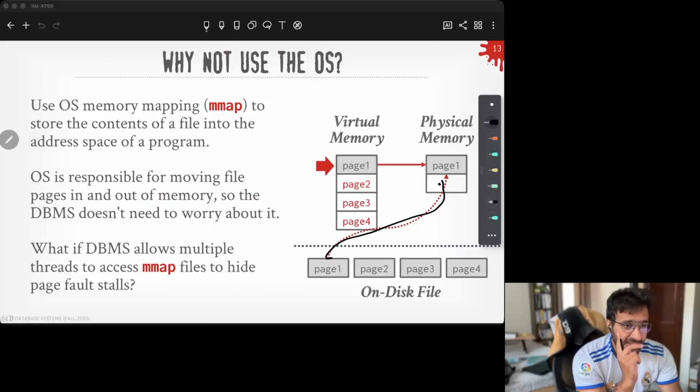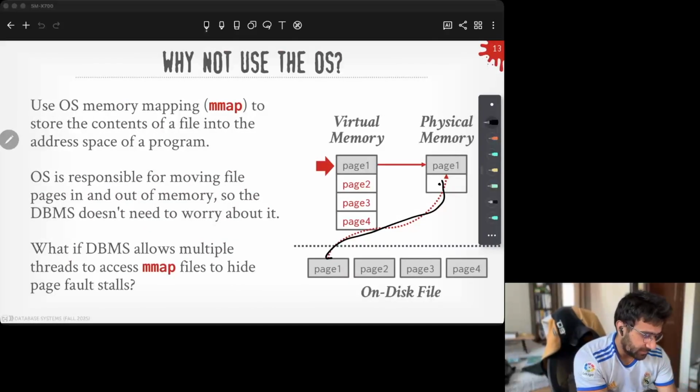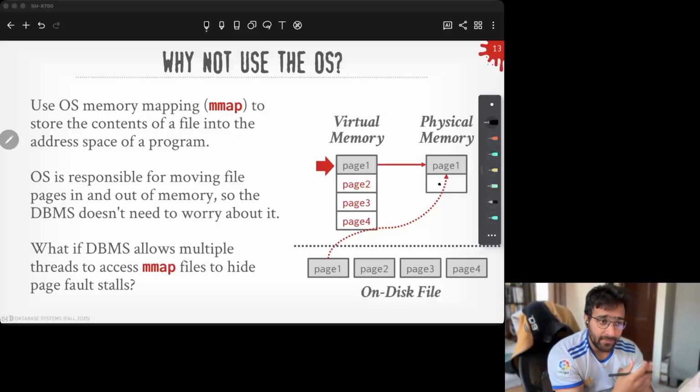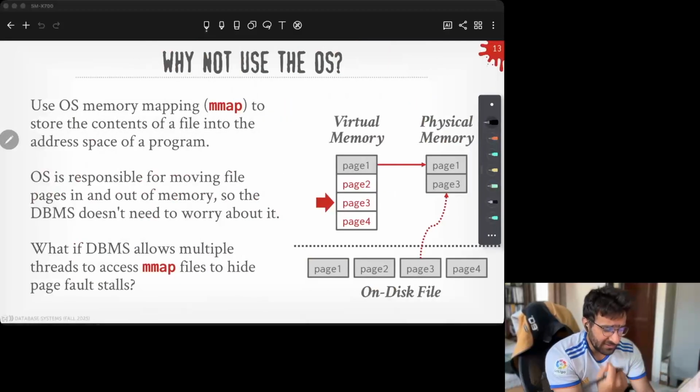Assume my thread wants page one. The OS will bring page one into memory, then update its virtual mapping, and then hand back control to my thread: yes, this is page one for you. Let's say I request page 3 again, and I bring page 3 into memory, update my virtual memory, and then give back control to the thread right here.